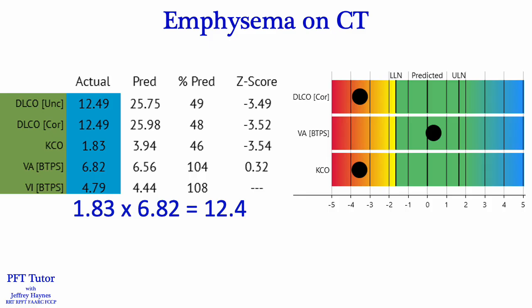In this patient with normal spirometry but emphysema on CT, the alveolar volume is above average, not surprising, but the KCO is very low due to loss of surface area and probably some capillaries too. When you multiply the KCO times the VA, the DLCO is 12.49, well below the lower limit of normal. It's important to realize that not only emphysema, but interstitial lung disease can be accompanied by normal spirometry, and the only thing that may be abnormal is the DLCO.